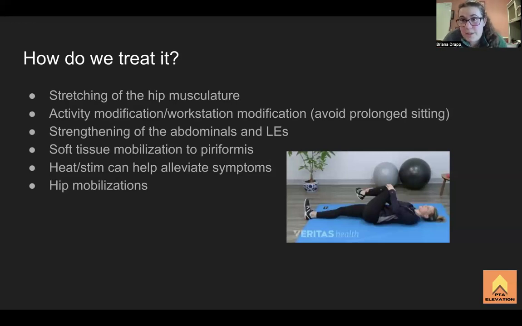But soft tissue mobilization of the piriformis is basically going to be our answer here. And then heat and stim can help. Using the properties of heat conduction of a moist hot pack helps loosen up the piriformis musculature and elongate those muscle fibers. And then stim can help calm down the area and decrease the sensation of pain in the area. And again, hip mobilizations tend to help as well.